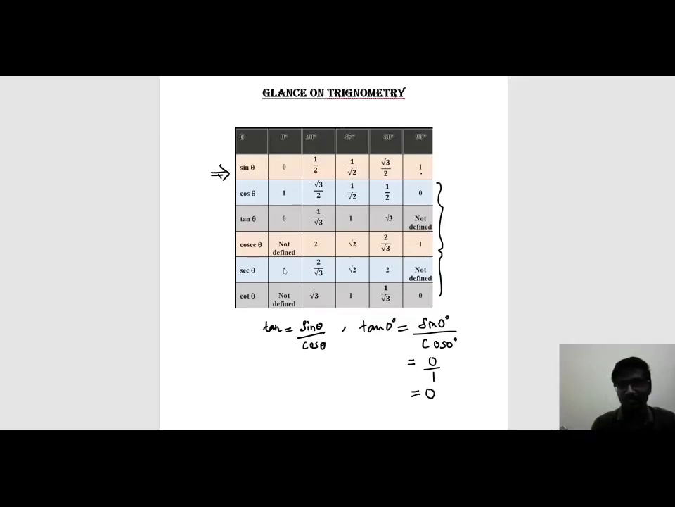And coming to the 90 degree part, there you will get 1 by 0. Since any number divided by 0 is not defined, we are going to get the value as not defined.